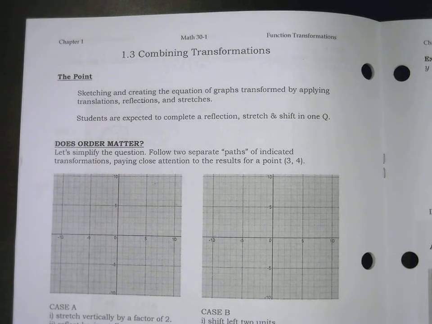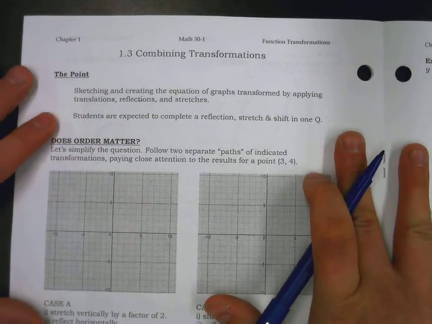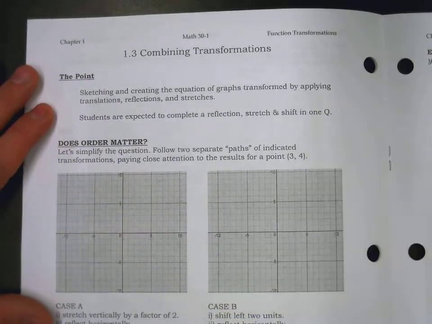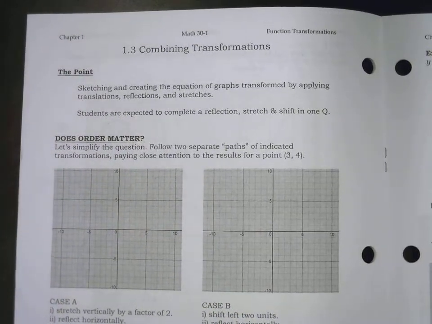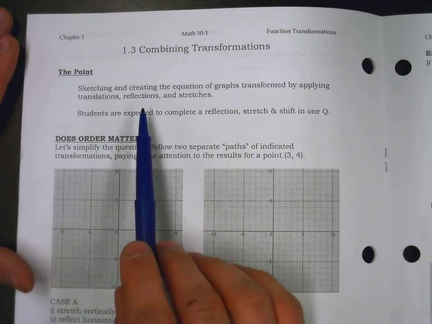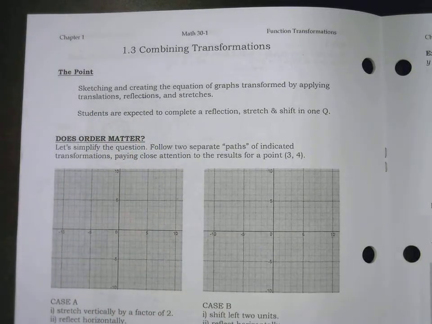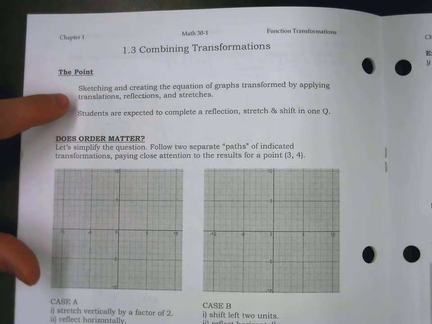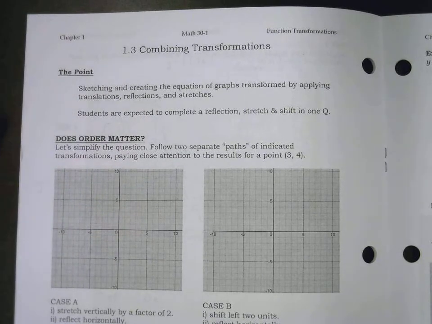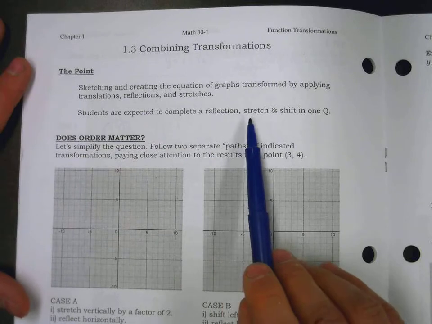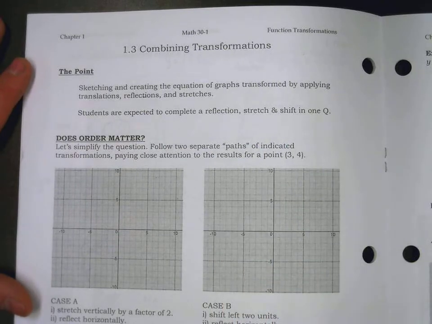Good day, Math 30-1s. Today we talk about combining transformations. Now the point of today is to sketch and create equations of transformed functions by applying all three things: translations, reflections, and stretches, vertically and horizontally, resulting in up to 6 effects. Now you are expected to be able to do reflections, stretches, and shifts in one question.